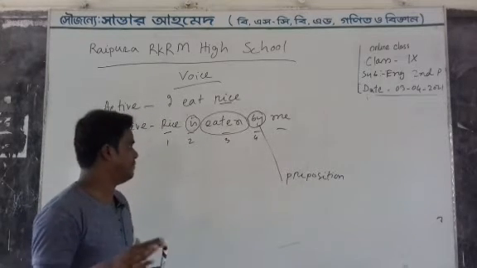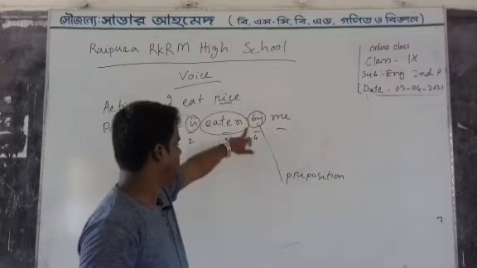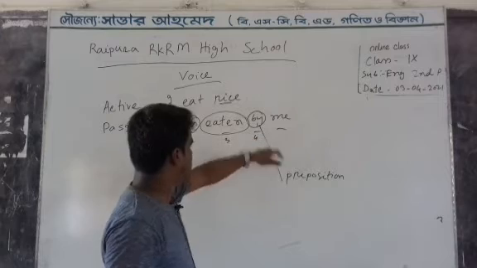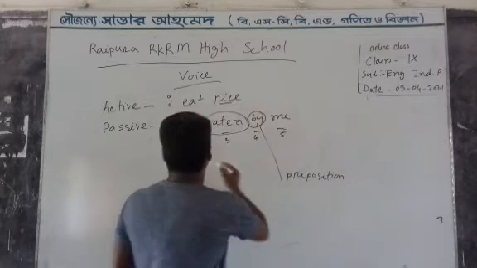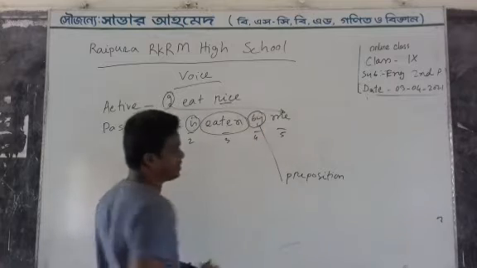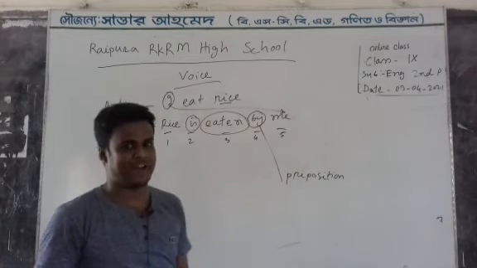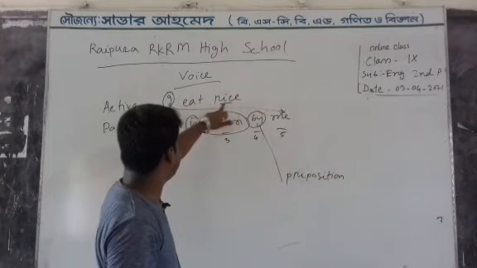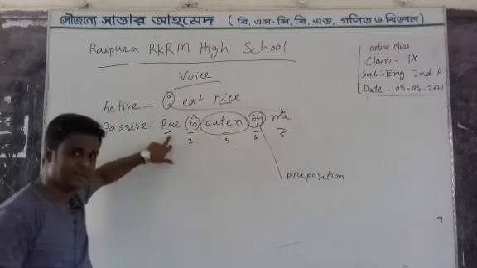Suppose I will write another example using another preposition. At first let me finish the rules. And rule number 5 is subject of active voice becomes object of passive voice. This is rule number 5. So what are the rules? The object of active voice becomes the subject of passive voice.